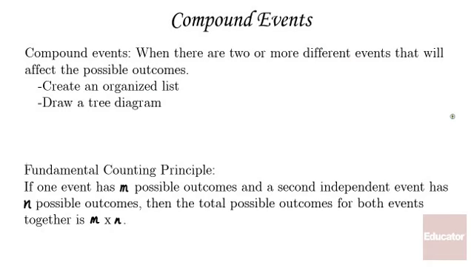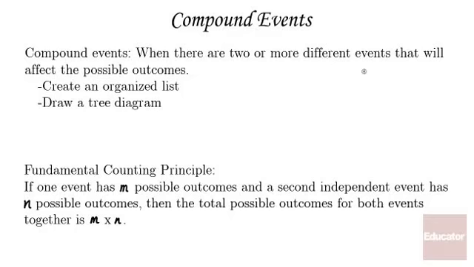So a compound event is when you have two or more different events that will affect the possible outcome. So when you have different options, that is going to affect the actual outcome, right? Now, an example is, say we want to pair up the type of shirt that we're going to wear with the type of pants we're going to wear.